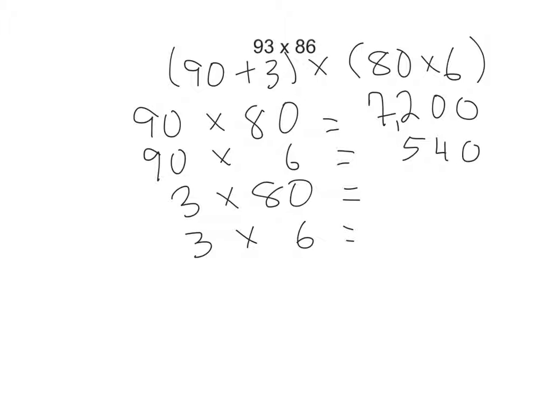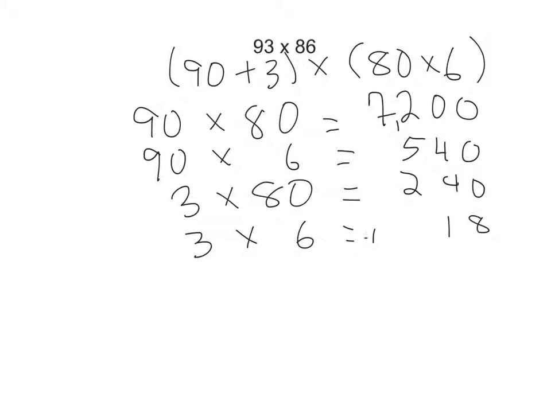And as I said before, I'm going to make sure that I line up my place values correctly. I know that 3 times 8 is 24, but it's also 10 times greater, so that's going to be 240. And then 3 times 6, finally I don't have to multiply anything by 10 times greater at all. 3 times 6 is 18.